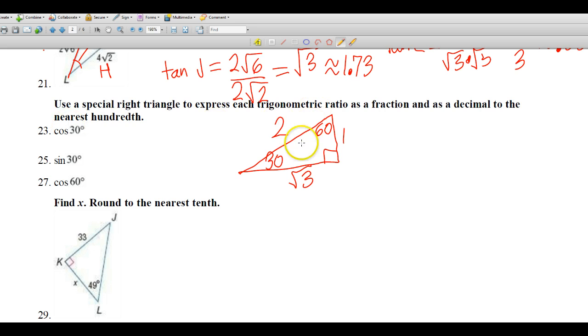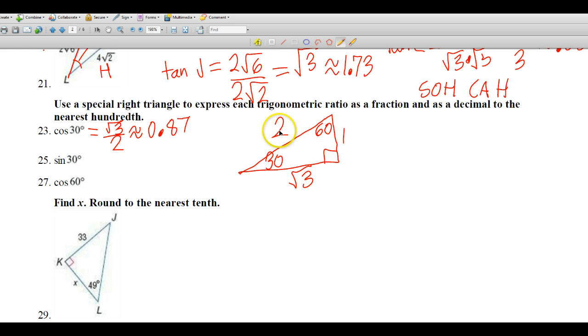So the cosine of 30, cosine from SOHCAHTOA, cosine is adjacent over hypotenuse. So adjacent, the leg next to angle 30 is the square root of 3. Over our hypotenuse, opposite from the right angle, is 2. So we get the square root of 3 over 2, which is approximately 0.87.